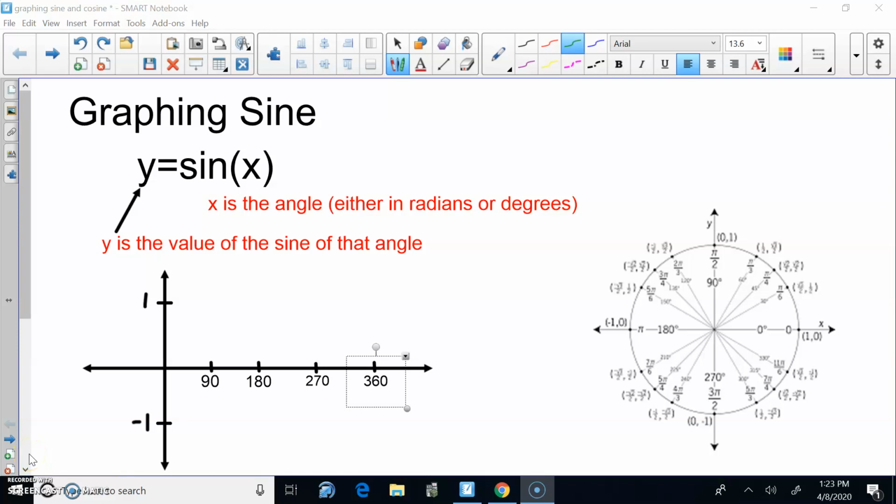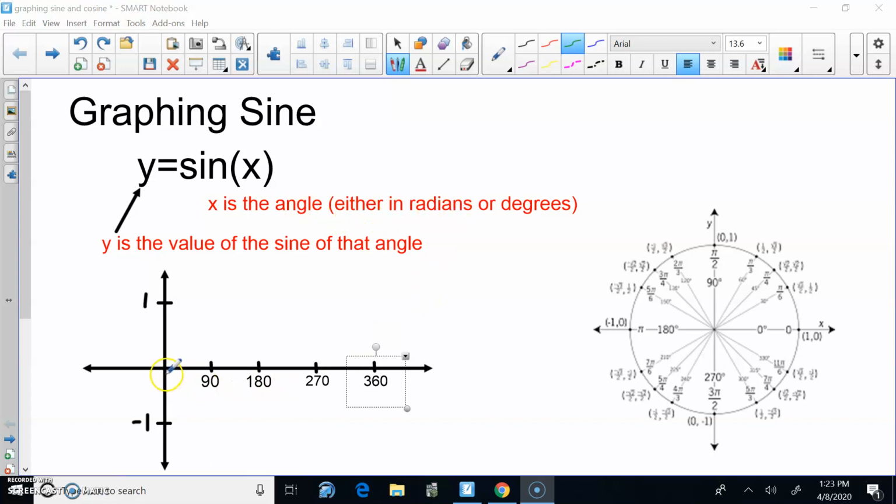All right, hi everybody. We're going to be graphing sine and cosine today. So the first function we're going to be graphing is y equals sine of x. Let's make sure we're clear on what the x and y are. The x is the angle, and that could be in radians or degrees.